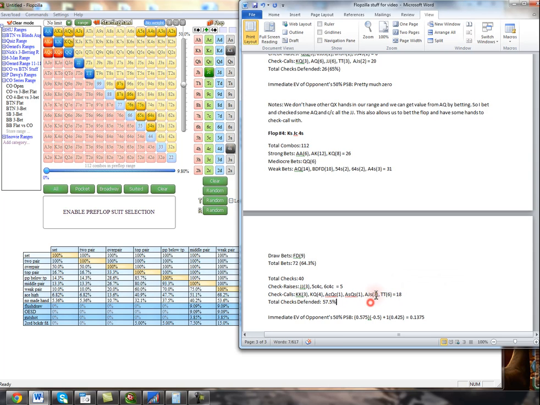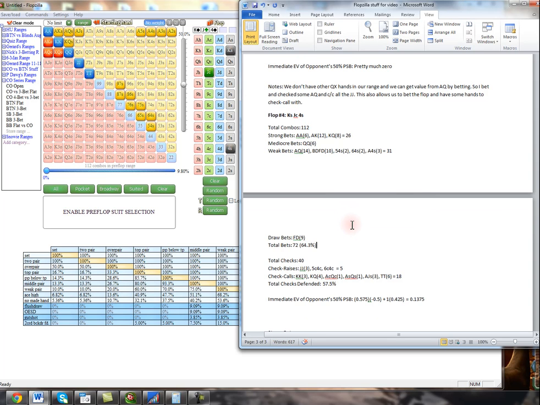But even though we're only check calling with ace jack suited and pocket 10s as our bluff catchers, they still make up half of our check calling range. So go ahead and take a good look at this range. I don't really see a way I would improve this very easily, but I definitely think this is the range that I like the least. At the end of the day, you sometimes just get a flop texture where things don't work out that well.